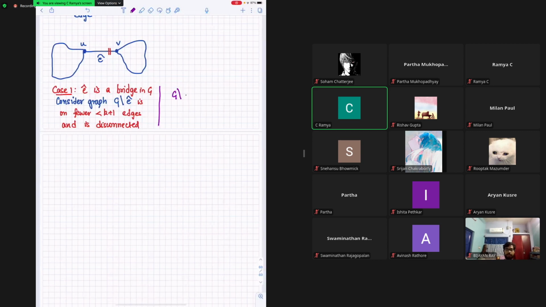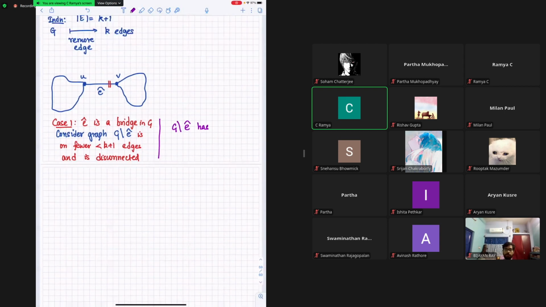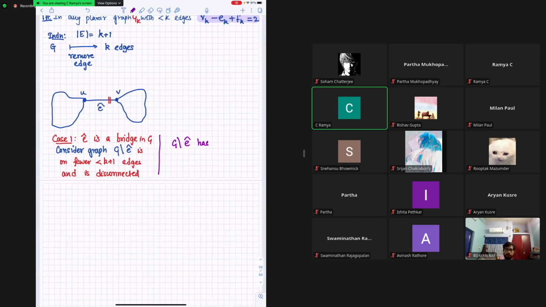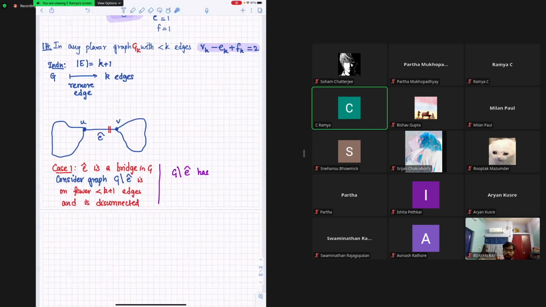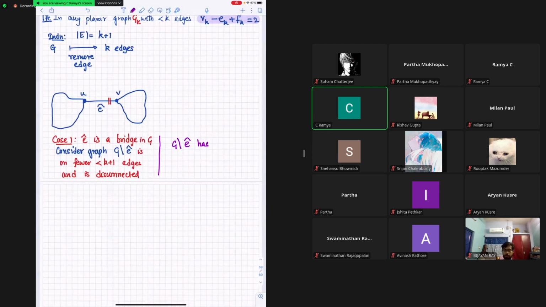G minus E tilde. Suppose it had, let's say, three connected components, right? So what do we mean? After I remove this edge, I get three connected components. That means that originally the graph had two connected components, correct? But we assume that the given graph is a connected graph. So this has exactly two connected components. Is this clear?